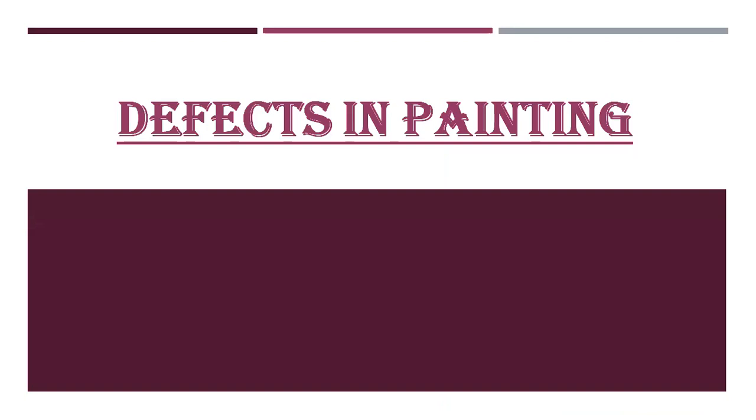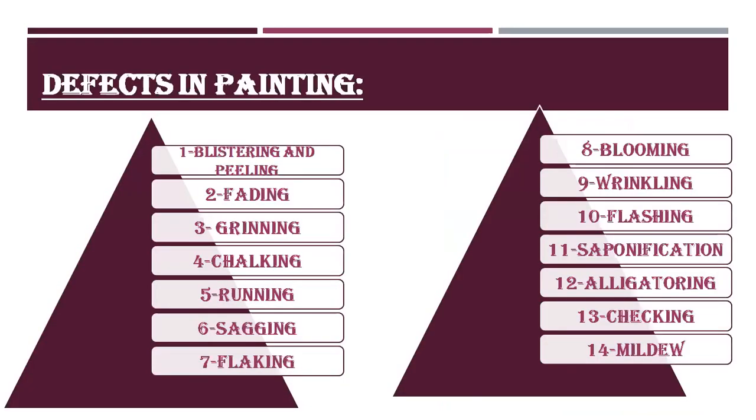Here, I'm going to discuss defects in painting. There are 14 common types of defects in painting: blistering and peeling, fading, graining, chalking, running, sagging, flaking, blooming, wrinkling, flashing, saponification.